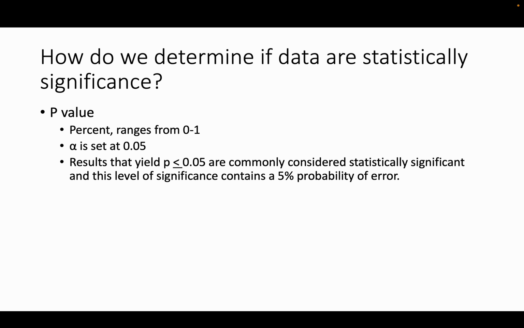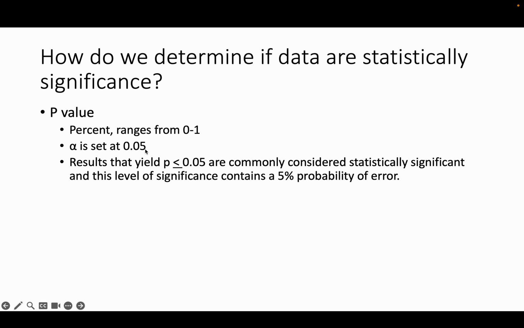After you perform the statistical test, you're going to get a p-value. The p-value comes from you performing the test. The p-value is the probability of error value, so it's essentially a percentage. Since it's a probability, it's going to range from 0 to 1. The significance level, also known as the alpha level, is set to 0.05.